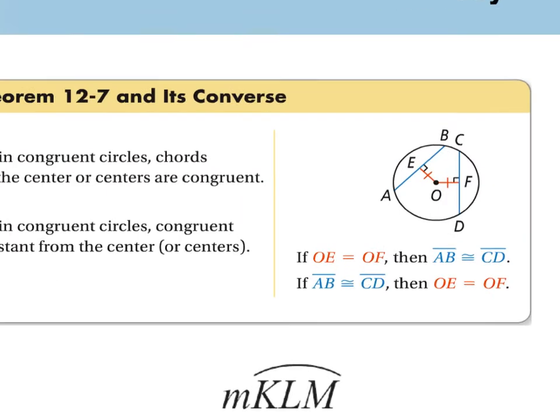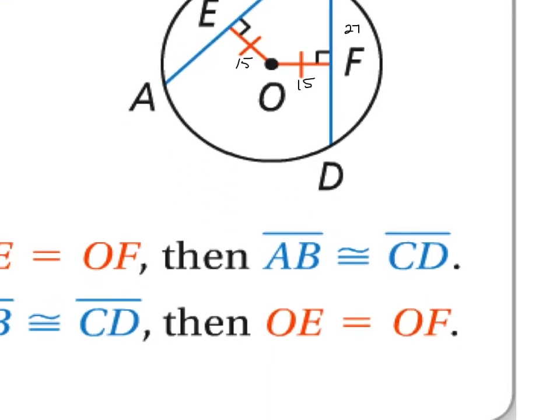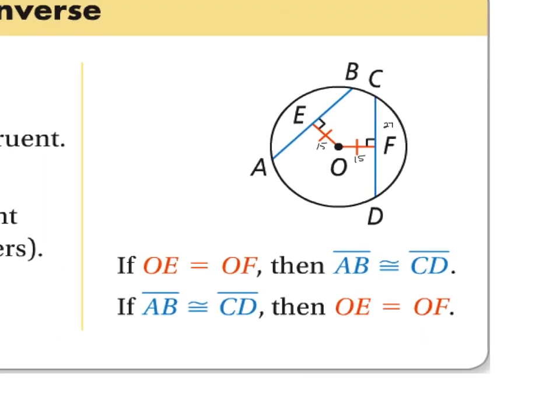So as I zoom in here to this picture, what they're saying here is that from O to F is the same as O to E. There's the same distance as each other. Then these two chords, CD and BA, are the same. For example, if this is 15 and this is 15, and let's say CD was 27, then BA is also going to be 27. BA and CD are congruent to each other, which is what they're saying down here on the bottom. And vice versa. If the chords are the same, and they're both the same distance from the center, then the segments are the same as well.